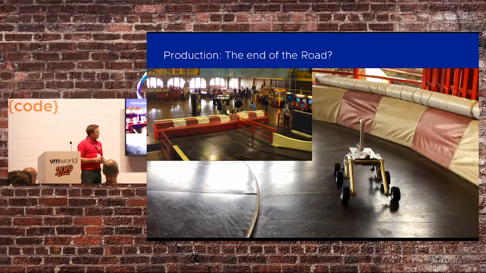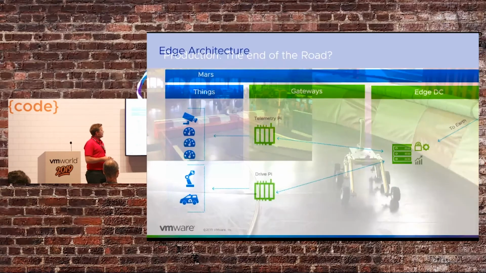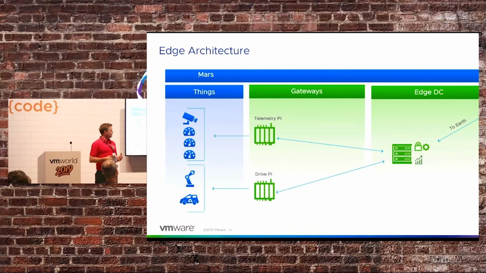Let me just move on to the next one. Just to give you an idea of some high-level architecture of the Rover and what was on board here. On the left we had a temperature sensor on the Rover, which was giving us temperature, altitude, and air pressure. These were connected to the Raspberry Pis, which were then onboarded onto Pulse IoT Center, which is our IoT management solution.